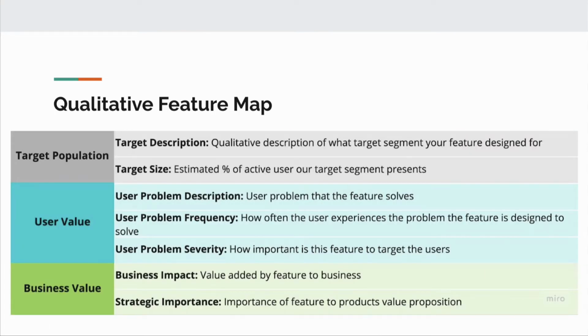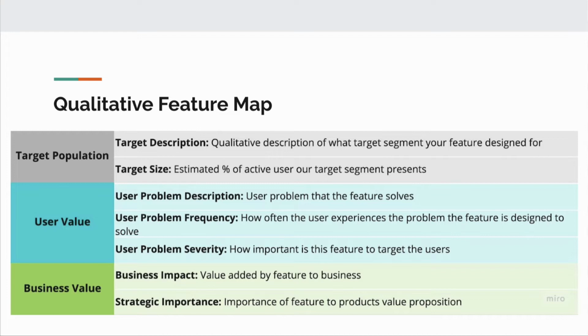So here the qualitative feature map is helping us to map the target population, user value, and business value. Target population: the qualitative description of what target segment your feature is designed for, and the target size, the estimated number of active users of our targeted segment, which will be the exact target population of our product, and which area of the business this feature will be added.